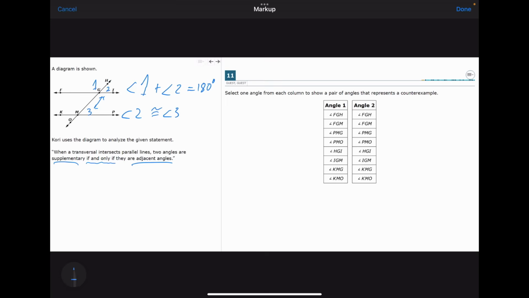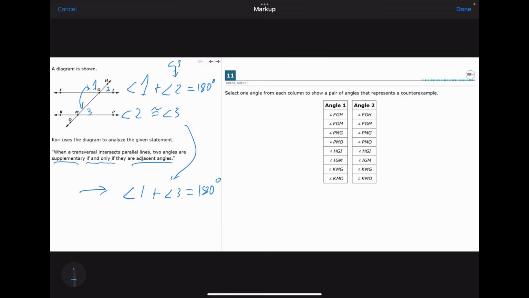And what that means is that I can substitute in angle 3 and still get a supplementary. I still have, I'm going to move this down a little bit, angle 1 plus angle 3 equals 180 degrees. Here, I've proven that angle 1 and angle 3 are supplementary, but you can see that angle 1 and angle 3, if I look back at my diagram, are not adjacent.